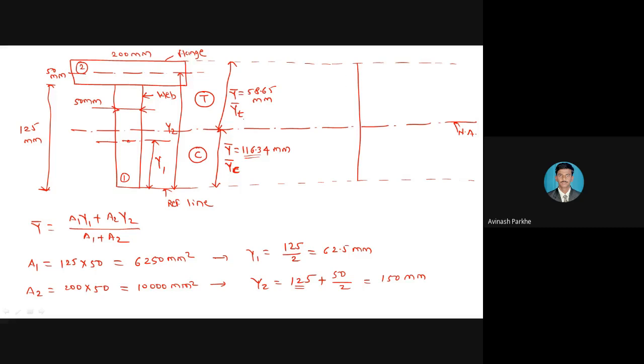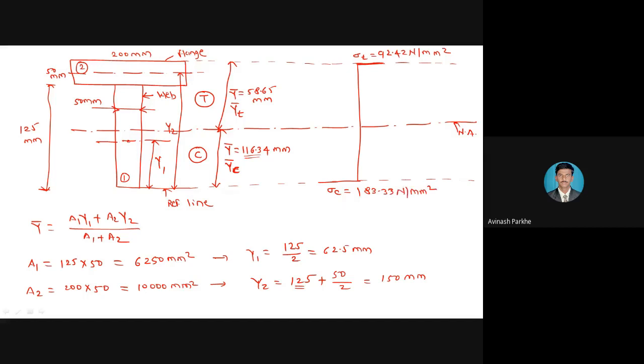So sigma t is present above the neutral axis, therefore at the top region sigma t is equal to 92.42 Newton per mm square, and at the bottom side below the neutral axis it is subjected to compression. Therefore, sigma c is equal to 183.33 Newton per mm square.